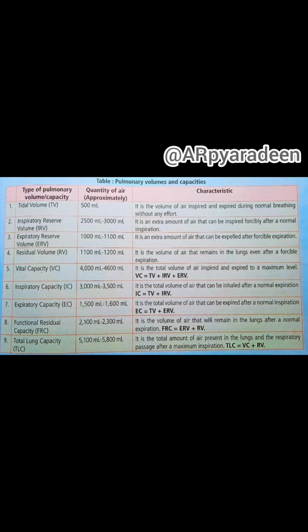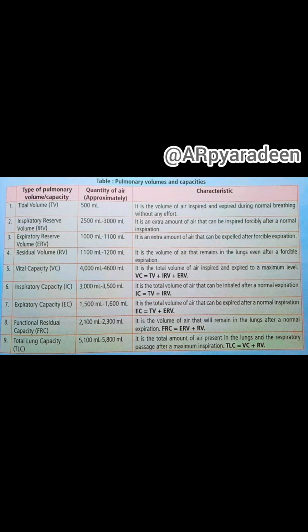See, first one is tidal volume. It is also denoted by TV. Volume of air which is inspired or expired during a normal respiration. It is approximately 500 ml. A healthy man or woman can inspire or expire approximately 6,000 to 8,000 ml of air per minute. So, this is known as tidal volume.